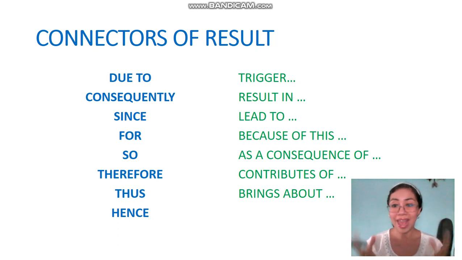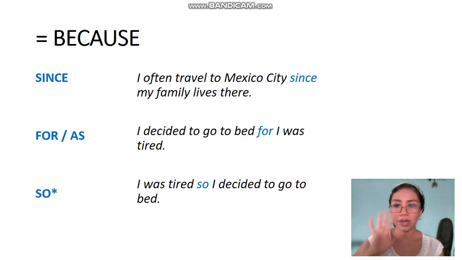They all basically mean the same. They all can be compared to the word because, they express a cause and effect. However, what is really different here is the structure, how we can use each one of them, okay? So let's dig in. Let's start with the easiest one. Those connectors that you can see on screen are very similar to the word because, both in meaning but also in structure.